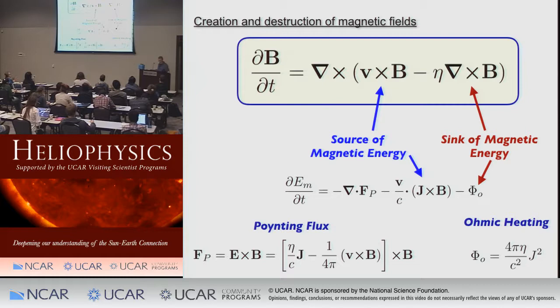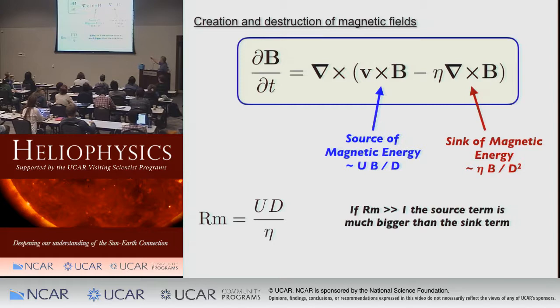This is the sink of magnetic energy, and you may have done this already, looking at orders of magnitude of each of these terms. This goes like a velocity scale, U, times a magnetic field scale, B, divided by a length scale because of that curl. And this goes as eta B over D squared. So the ratio between these terms is the magnetic Reynolds number, which you've already seen, I think. And the idea is if the magnetic Reynolds number is much bigger than 1, then this term is bigger than that term. That's sort of true.